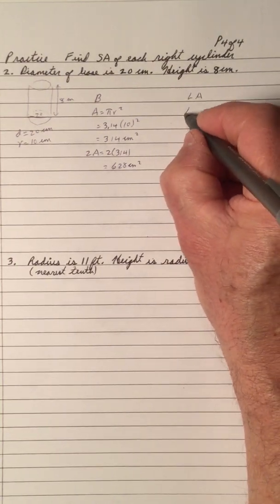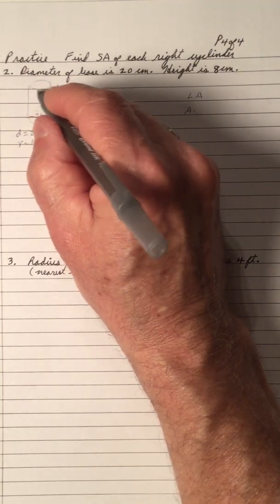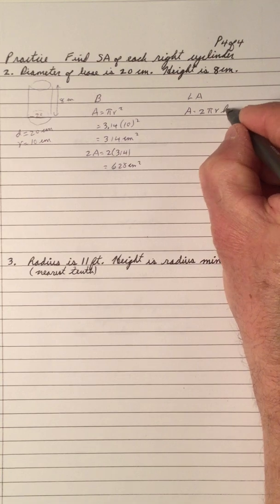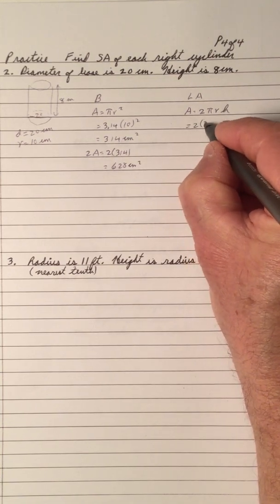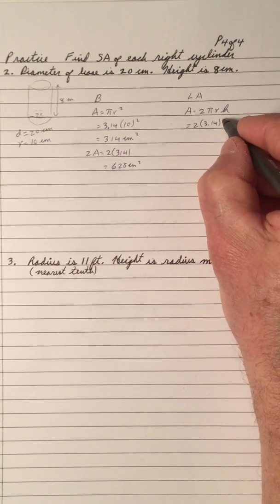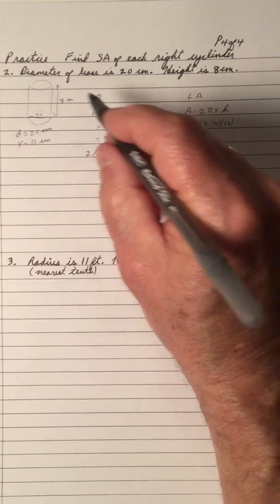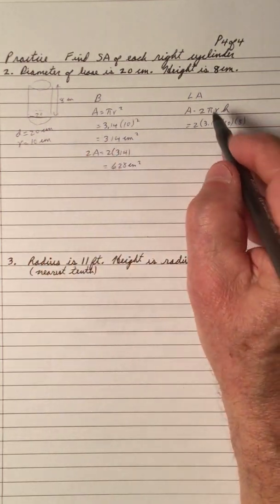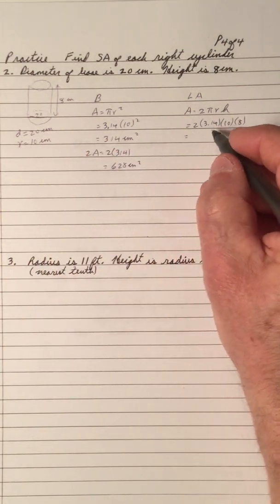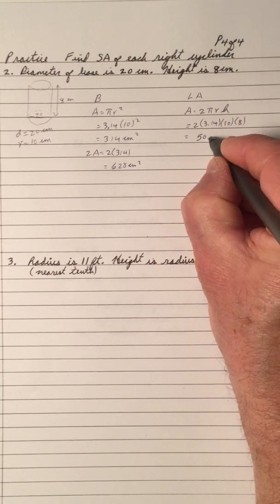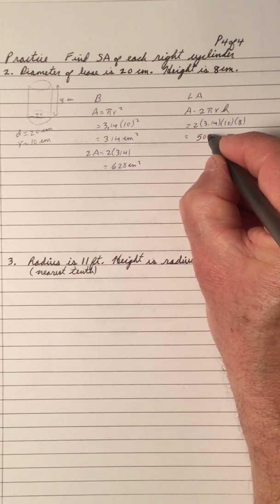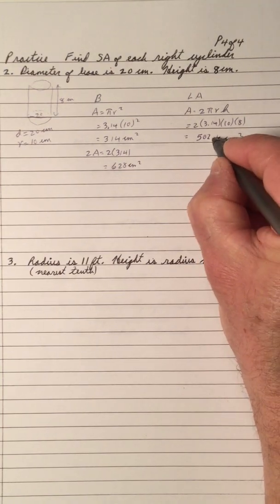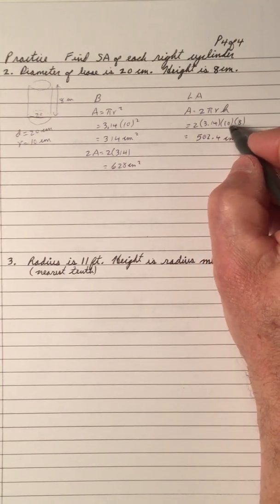The lateral area is, again, the circumference around the top times the height, which is 2 pi r times the height. And 3.14 is pi. The radius is 10, and the height is 8. You fill it in, use your calculator, and you get 502.4 centimeters squared.